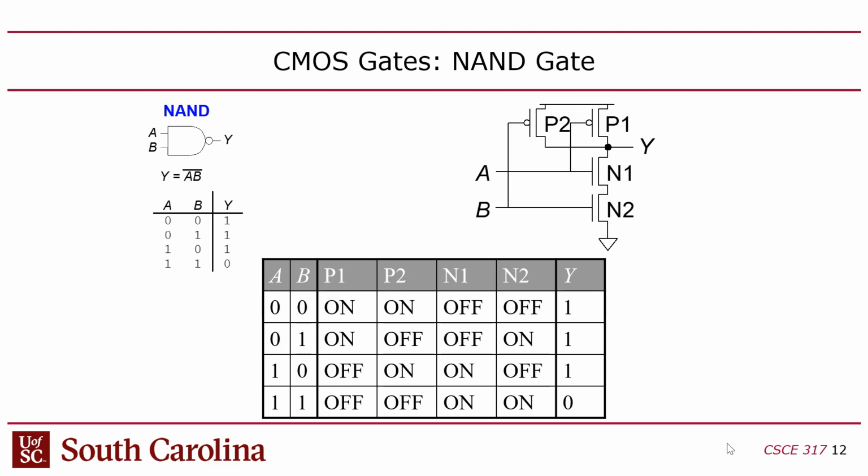You can add an inverter to this, but then you have 2 gates. It's not 1 gate, right? OR is the same way, right?